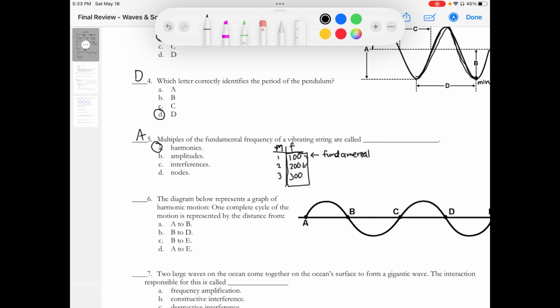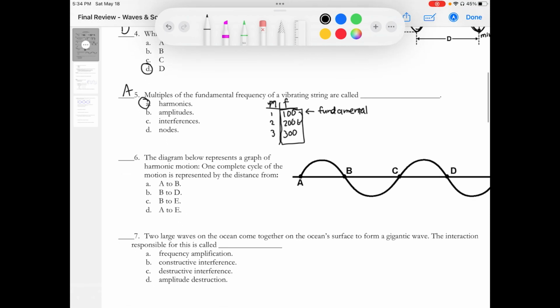One complete cycle is one complete up and down. A to B does not complete the cycle because it needs to come back to its original position. But B to D does. B goes down, up, and starts and ends at the same place. So I would say for this one, B to D.